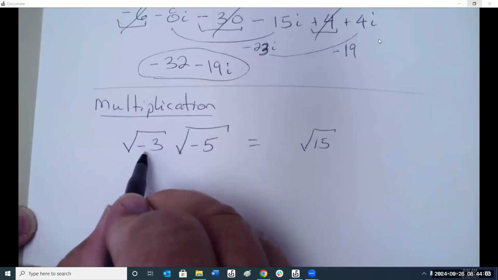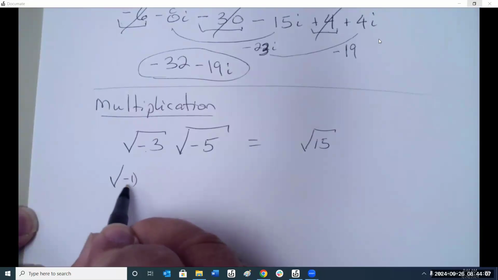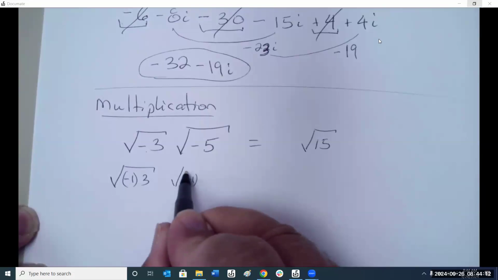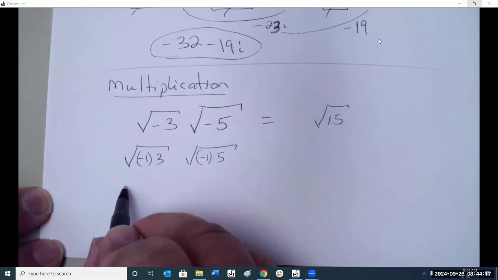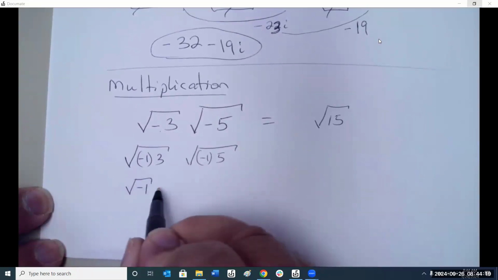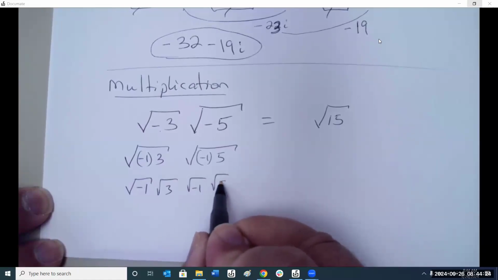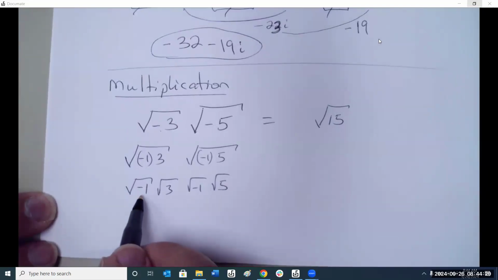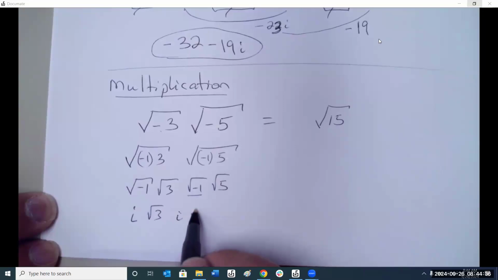Order of operations. Remember, we have to do inside the parentheses first. So it's negative 1 times 3, negative 1 times 5, which means we got to distribute those. So what is the square root of negative 1? i times radical 3, i times radical 5.